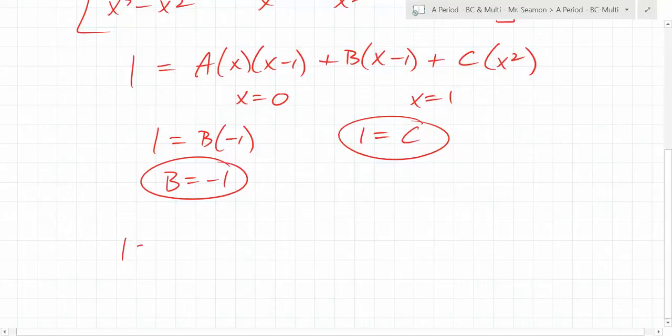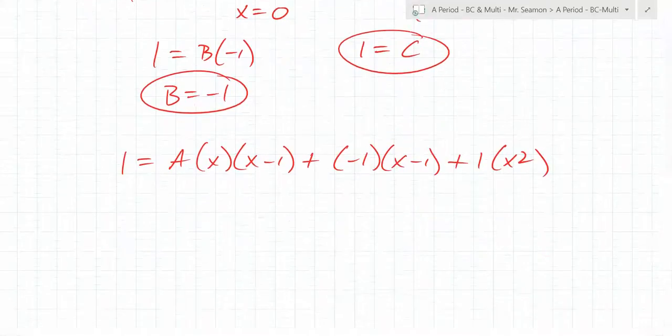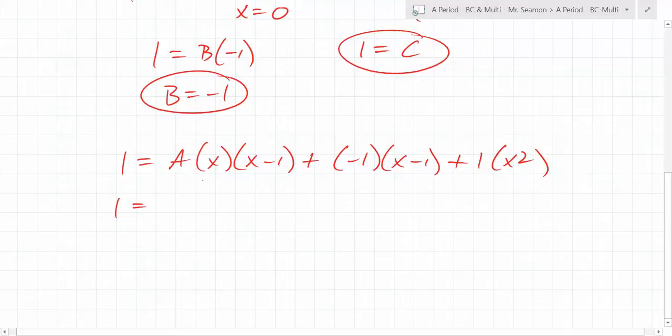Plug them in. So 1 is equal to A times x minus 1 plus negative 1 times x minus 1 plus 1 times x squared. And now it's a matter of doing what? Hoping it works, right? We have to expand. We actually have to do it out, and we just hope there's no contradiction, right? Are we wary of contradictions?